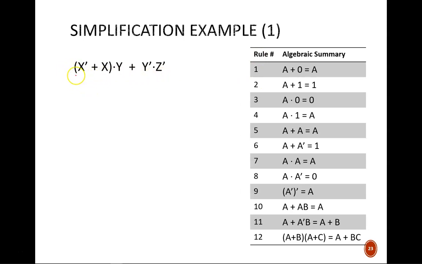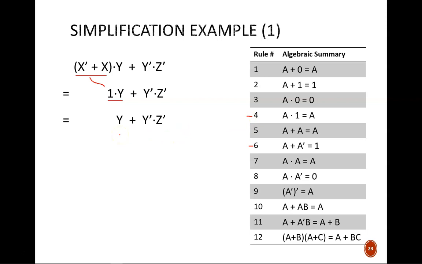In the parentheses, we notice x or x prime. This follows the pattern of rule 6. Anything ORed with its complement equals 1. So, we replace the whole term with a 1. That leads us to the next pattern. Any literal ANDed with 1 equals itself, rule 4. So, 1 AND y simply equals y.